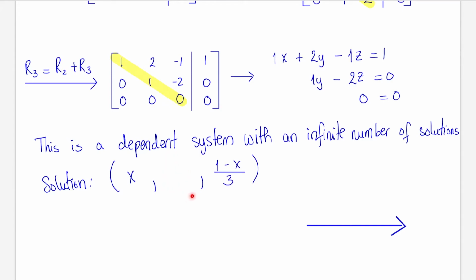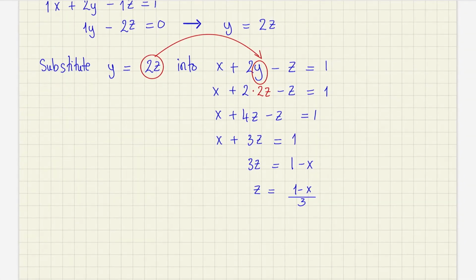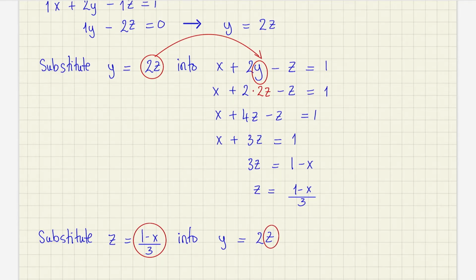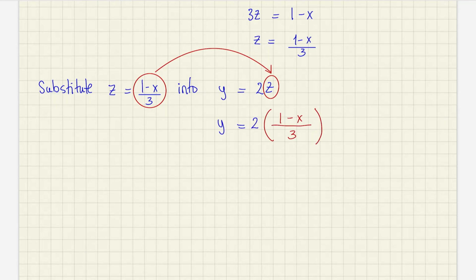And next, I would do the same thing for y. I'm going to find y in terms of x. So from here, I know that y is equal to 2z. And z is (1 minus x) over 3. So I'm going to substitute (1 minus x) over 3 in here for z. So my y is equal to (2 minus 2x) over 3.